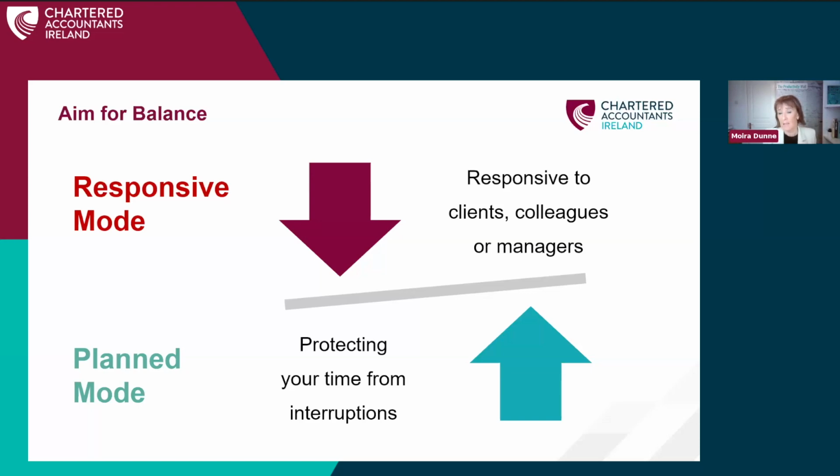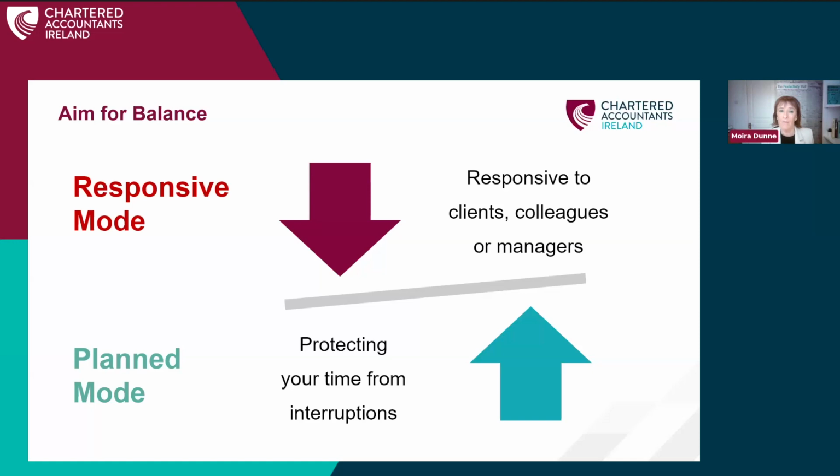If we want to start making changes, the first step is to tune into that, and then to say, okay, how can I start to plan out my time, plan out my week, so that I can protect some time for my planned work, but also have time available to be responsive. What's happening nowadays is that most of us are working all day, every day in a responsive mode, and we're not protecting time, even an hour a day, even an hour or two a week, to get those key planned priority pieces of work done.